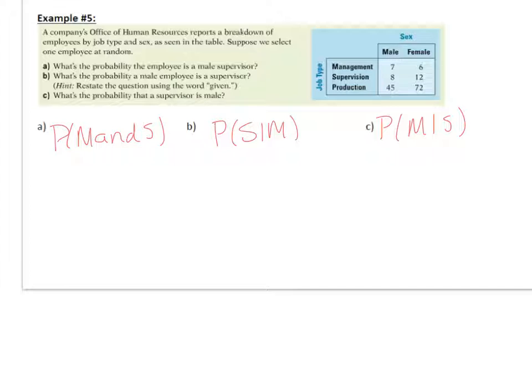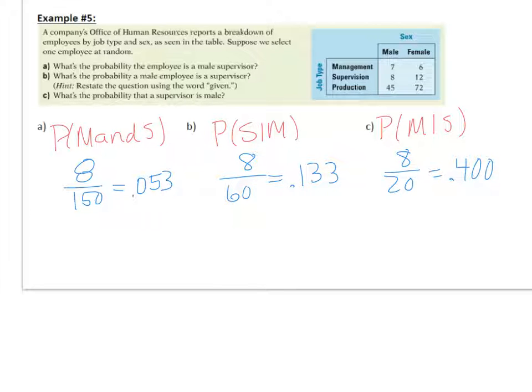If you're back that soon, I'm guessing you need a hint. So here are the 3 probabilities you're being asked to find. The probability that you're male and a supervisor for part A. The probability that you're a supervisor given you're a male in part B. And the probability that you're male given you're a supervisor in part C. All right, so now take those and see if you can formulaically make them work for you.